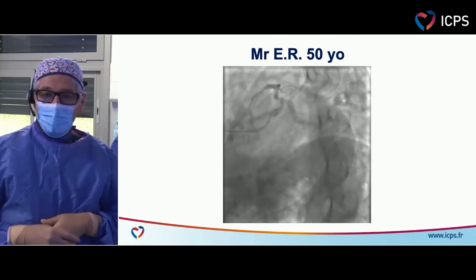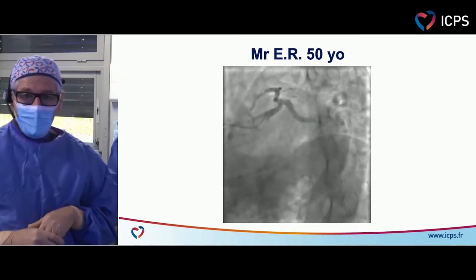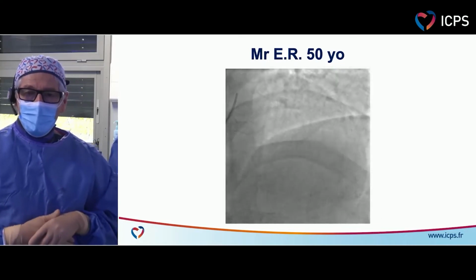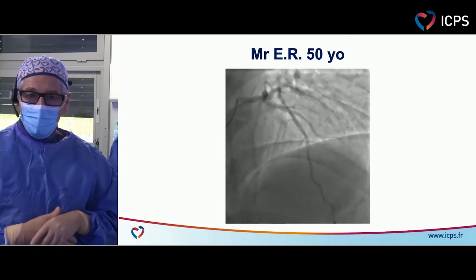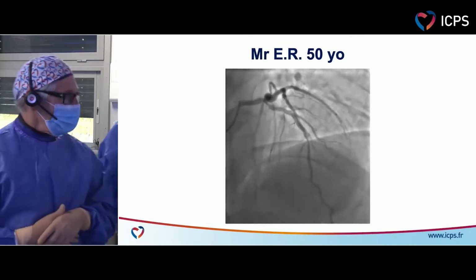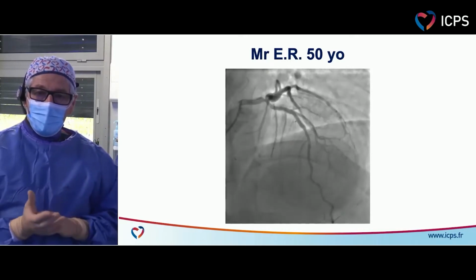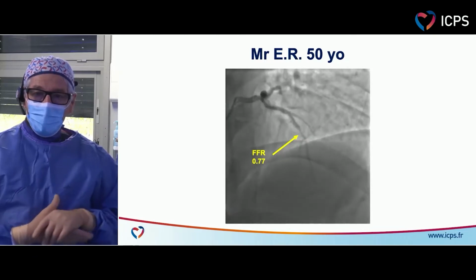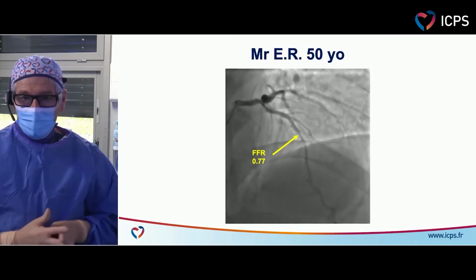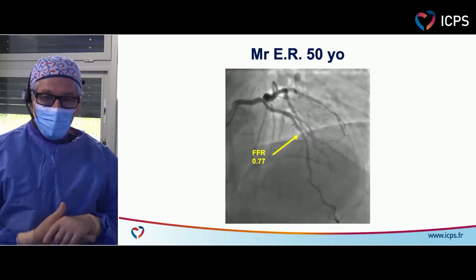This is a spider view. You can see in spider that the ostium of the LAD looks diseased. This is a cranial view. Again, it seems that there is some progression of the disease at the ostium of the LAD. And FFR was done, which shows an FFR of 0.77. So clearly, there is now ischemia in the anterior territory, which was also shown by MRI.